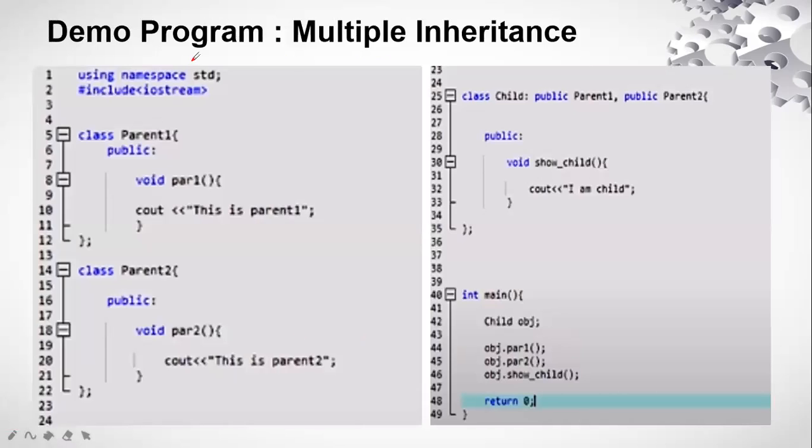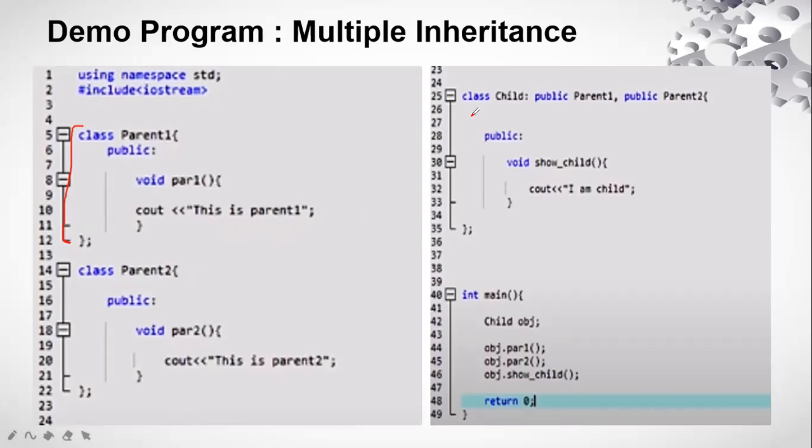Again we are going to see the demo program. I have created a parent class the same way. We all know how to create the class. Public void par, I have defined one function, that is, this is parent 1. I'm printing this is parent 1. I've created one more class, parent 2, public. Again, I'm defining the function, that is going to print this is parent 2.